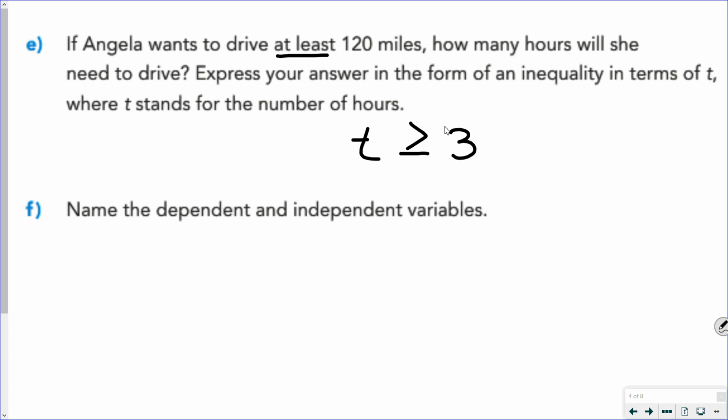And then for part F, our dependent and independent variables. Well, the independent variable is the one that we have control over. The one we have control over is the amount of time. So that is our independent variable. And our distance is dependent on the amount of time, which makes d our dependent variable.